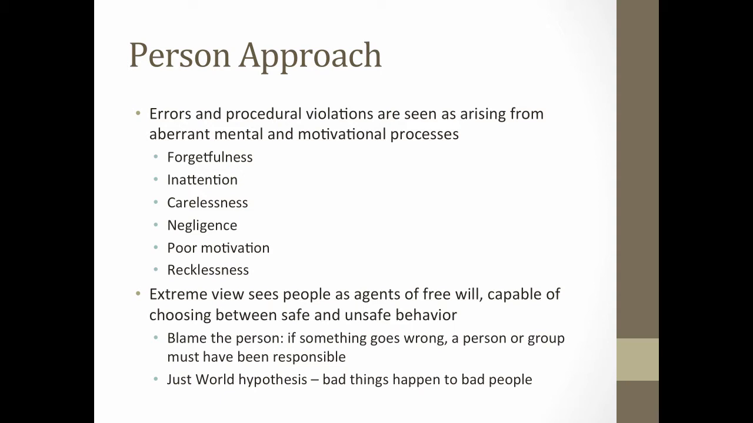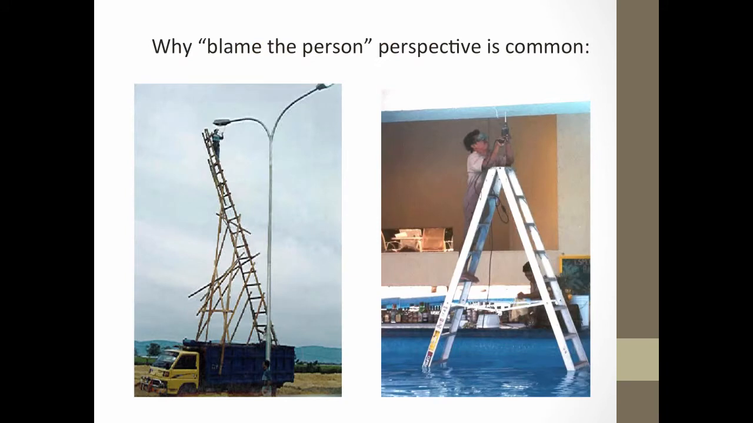This has been tightly coupled with what's called the just world hypothesis. In psychology, this refers to the tendency for some people to want to hold others responsible for negative events. If bad things happen, it must be the person's fault. So bad things happen to bad people. Not too hard to see why the blame the person perspective is common. We can all readily think of situations where we've seen people do incredibly stupid or idiotic things, as these examples show.